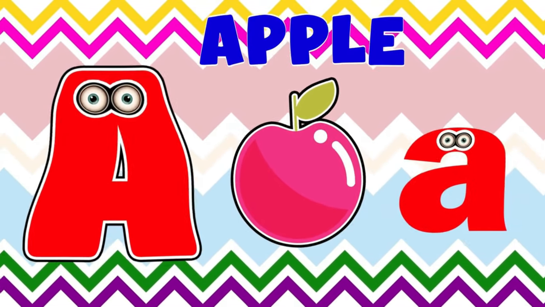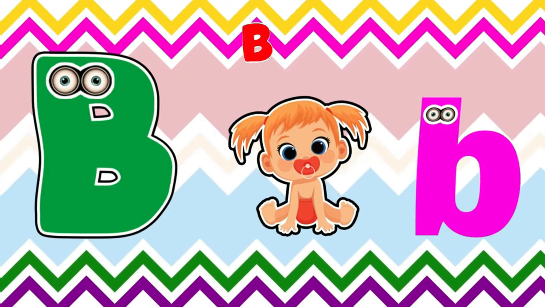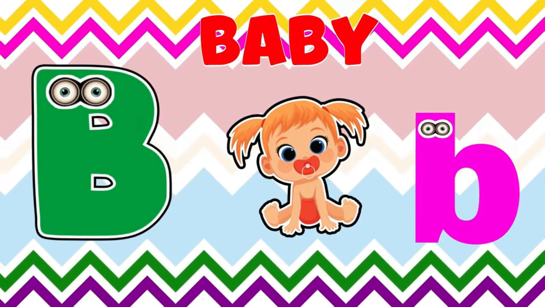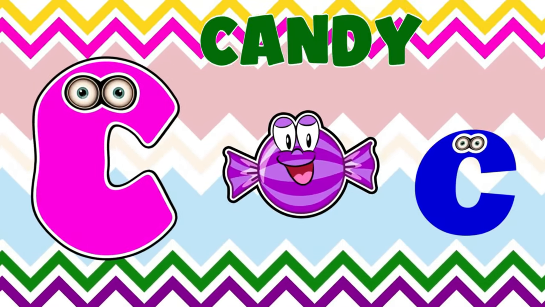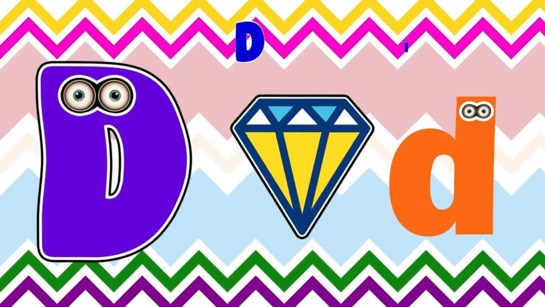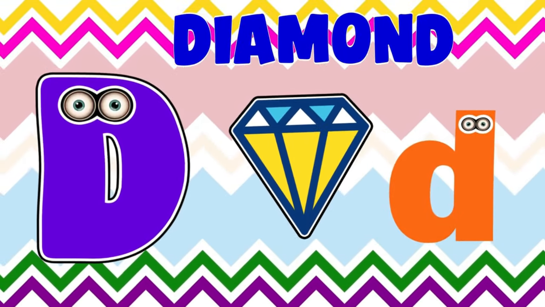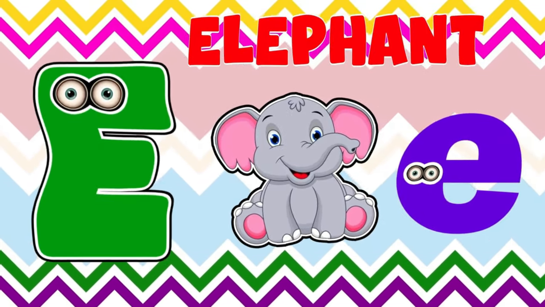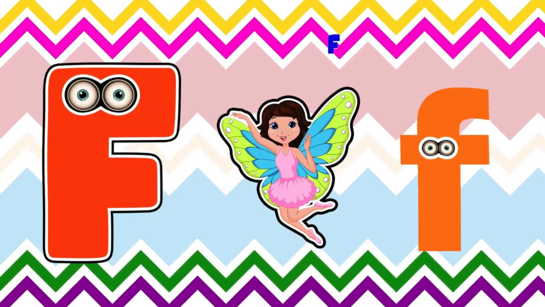A is for apple, apple. B is for baby, baby. C is for candy, candy. D is for diamond, diamond. E is for elephant, elephant. F is for fairy, fairy.